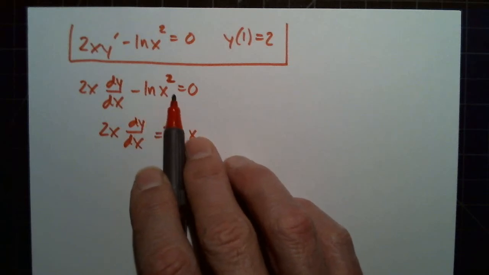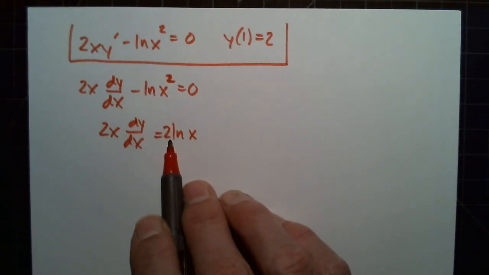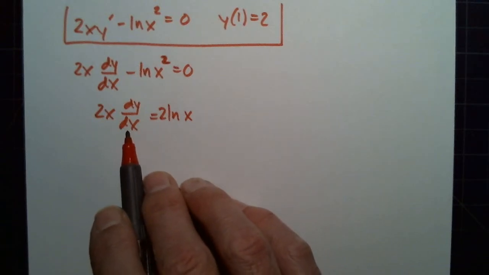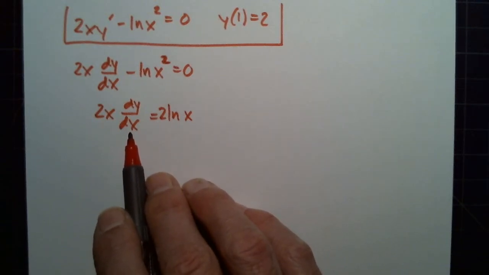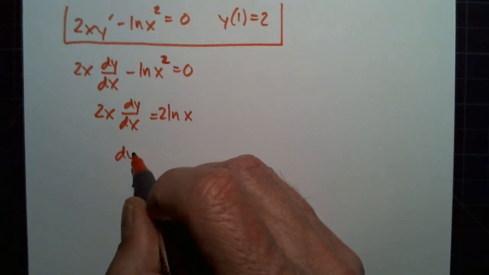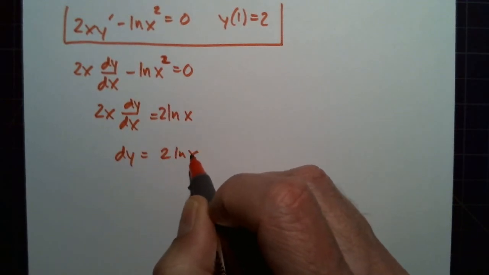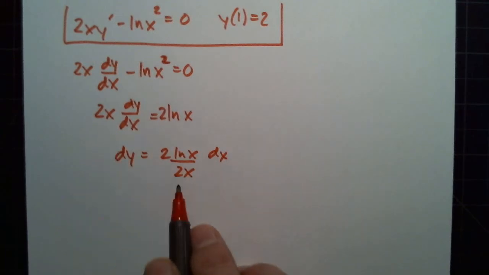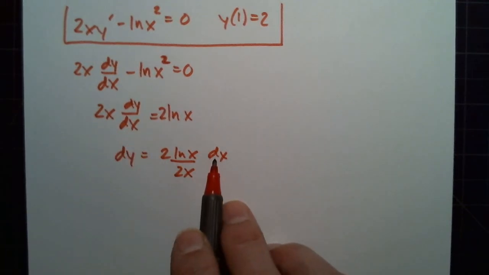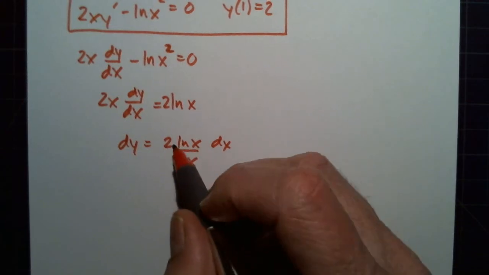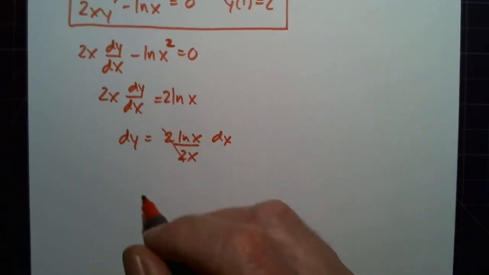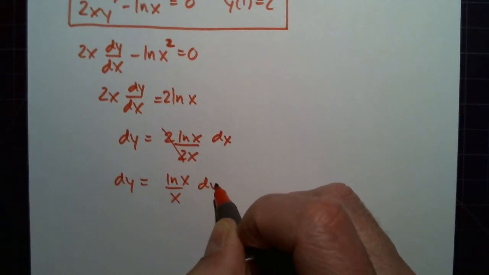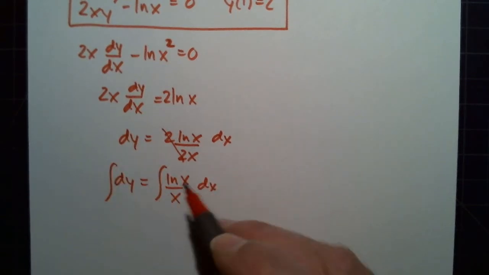So I added ln x squared and then also moved the 2 out in front. And we want to multiply by dx and divide by 2x. So dividing by 2x, multiplying by dx, we can cancel those, and now we have dy equals ln x over x dx. We're going to integrate.